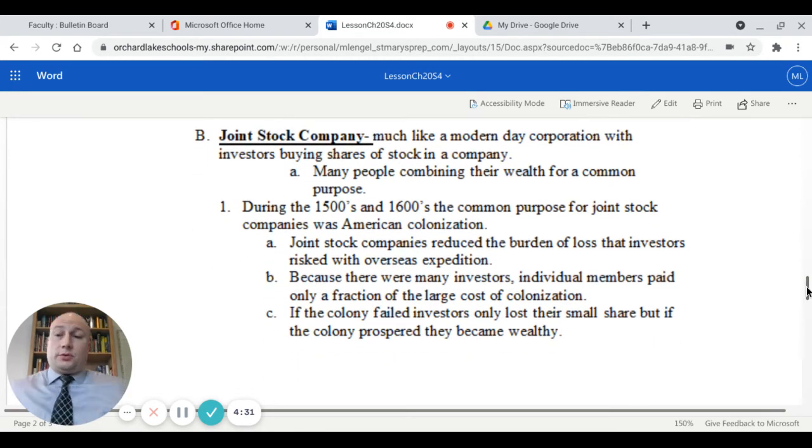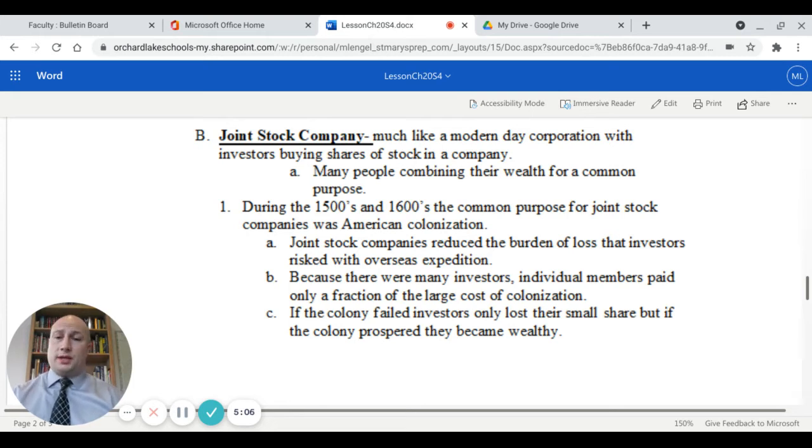One of the ways that early groups were investing in things with capitalistic ideas are called joint stock companies. These serve much like modern day corporations where investors would buy shares of stock in a company. Many people would combine their wealth for a common purpose or cause. Primarily during the 1500s and 1600s, when colonization in the Americas became very popular, this was a common purpose for joint stock companies. What would happen here with a joint stock company is it would reduce the burden of loss that investors risked with overseas population.